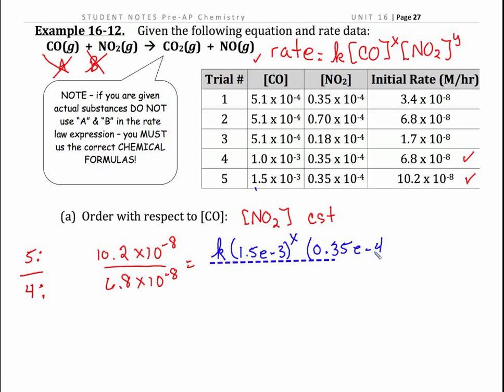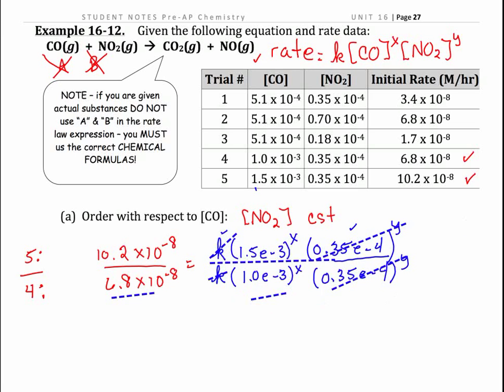Now, if you don't write down the things that are constant, I'm okay with that. If you didn't write this or this because you knew you picked them so they would cancel, I'm fine with that. I just like to write them to make explicitly clear what I'm doing here. 0.35 times 10 to the minus fourth to the y. So now we cancel. If all you had written was this and this, I would still give you credit for your work. But you have to show minimum that much.